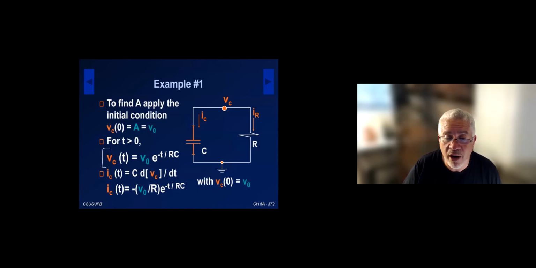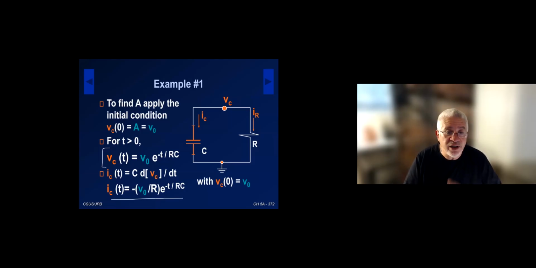t over RC. If we want to find the capacitor current, we differentiate the voltage and multiply it by C. And you have to remember what to do when you differentiate an exponent. You take the coefficient of the exponent and bring it forward here. So it's minus 1 over RC times C times V naught e to the minus t over RC. So this is the current.